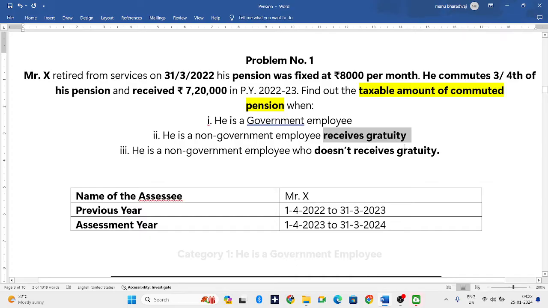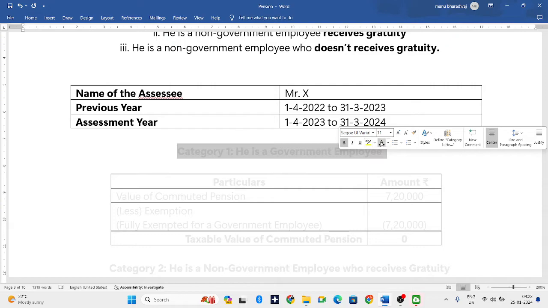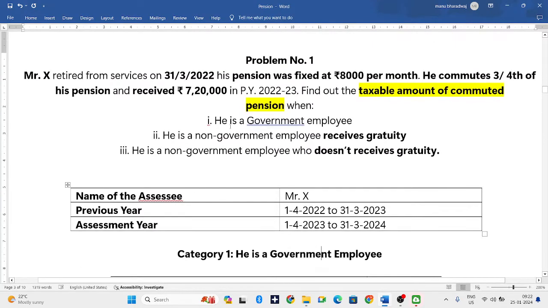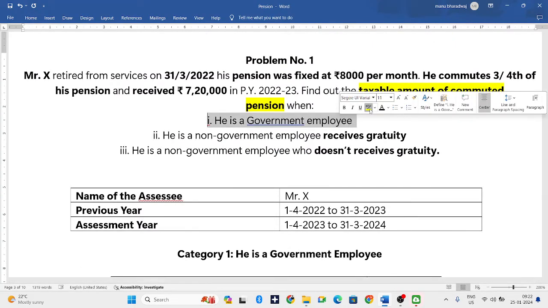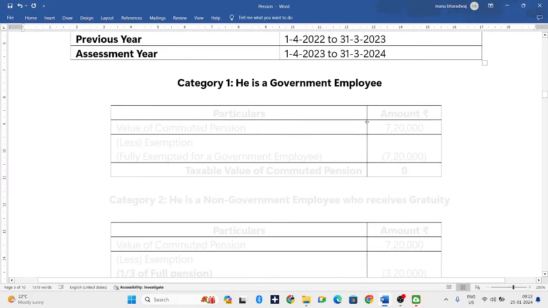So keeping this question, we have to solve the solution. Always in income tax, whichever problem you solve, this is necessary. Name of the assessee is Mr. X. Previous year is 1/4/2022 to 31st March 2023. Assessment year is from 1/4/2023 to 31st March 2024. First, case number 1, he is a government employee. What will be the tax treatment?